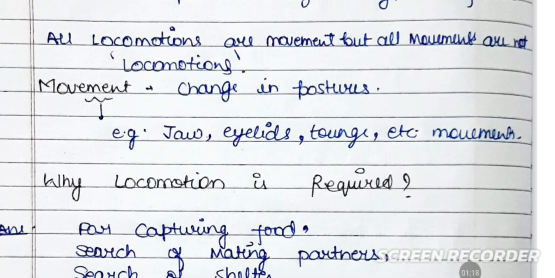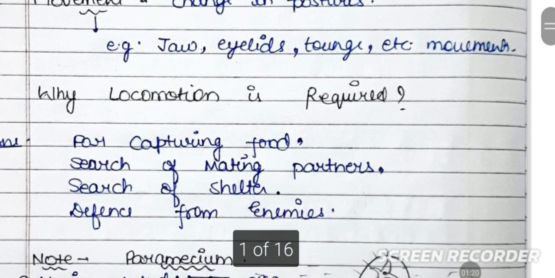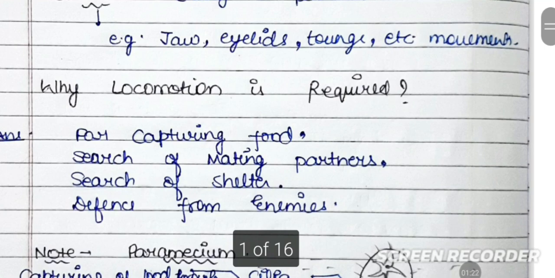Now the question that arises in our mind is why locomotion is required. Why do we need locomotion? We need to locomote from one area to another for capturing food, in search of mating partners, as well as in search of shelters. Now, why do we need shelters? To defend ourselves from the enemies.